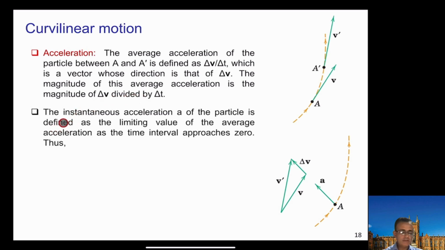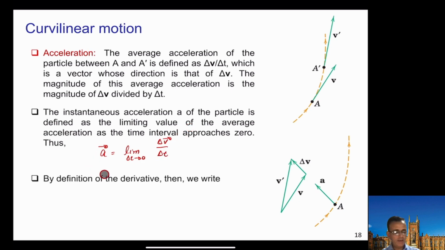And similarly, we are also interested to know about the instantaneous acceleration a of a particle, which is defined as the limiting value of the average acceleration as the time interval approaches zero. So this is the equation here. When time approaches zero, what we will have is delta v divided by delta t, and obviously this is a vector, velocity is a vector. So the instantaneous acceleration is the limit when delta t tends to zero of delta v divided by delta t.